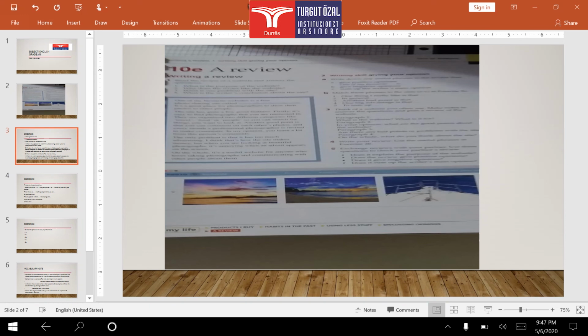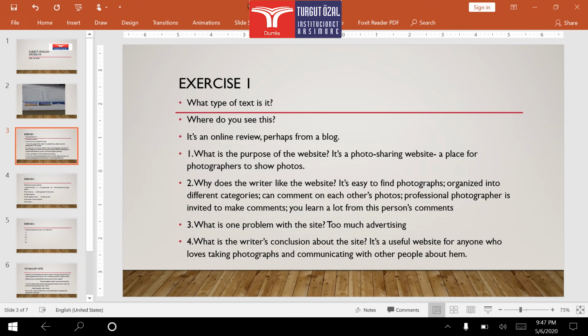What is one problem with the site? The only problem is that it has too much advertising. What is the writer's conclusion about the site? It's a useful website for anyone who loves taking photographs and communicating with other people about them. And then, after finishing with exercise number 1, you have got exercise number 2. Write down any useful phrases in the review that give positive opinions.